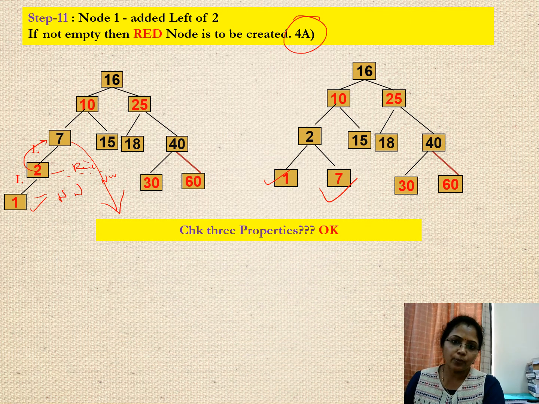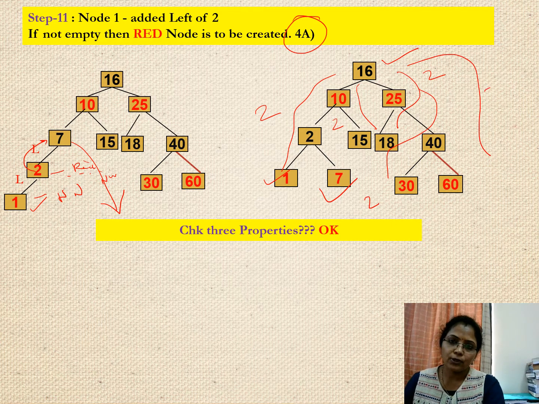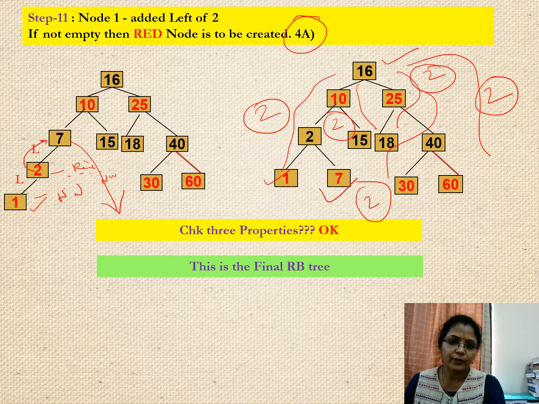Again, you check the three properties of this red black tree. You can verify that the root is black, no two adjacent nodes are red, that is also okay. And the number of black nodes in each path: in this path 2, in this path 2, in this path 2, in this path 2, and the last one in this path also 2. So yes, in every case the number of black nodes matches. So we can say that it's a red black tree. This is the final red black tree.